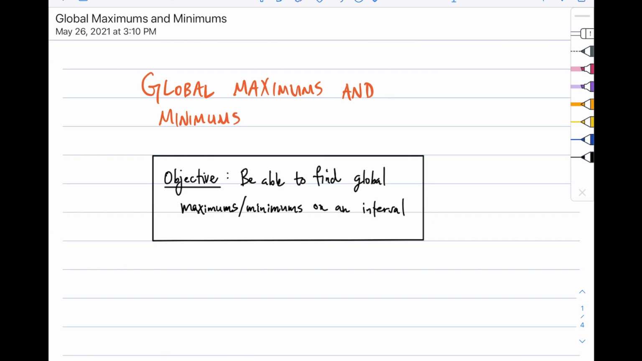So today we're going to be talking about global maximums and minimums, and the goal is to be able to find these global maximums and minimums on some interval.